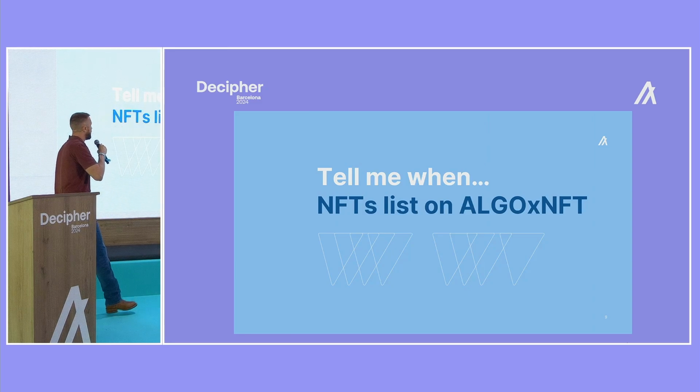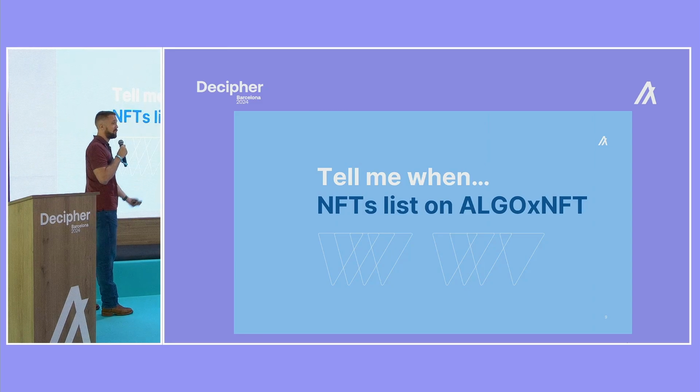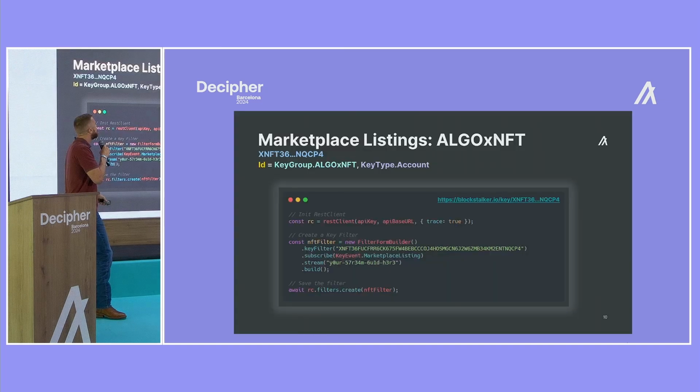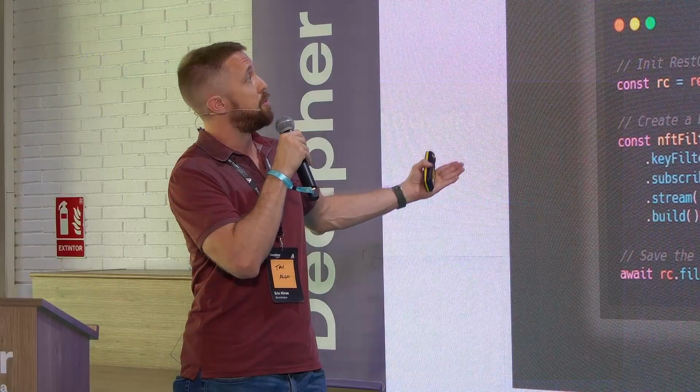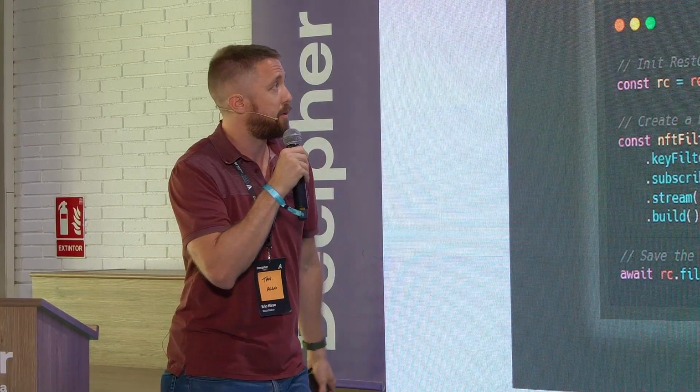Or maybe you're an NFT collector and you're interested in knowing when NFTs list on Algo X NFT. Well, we've got another example for you here. Using BlockStalker, we've already recognized that the treasury account for Algo X NFT is at this key, and you can set up a key filter to subscribe to all marketplace listings for Algo X NFT. Again, within just 5 lines of code, you can say, BlockStalker, tell me when new marketplace listings happen on Algo X NFT.